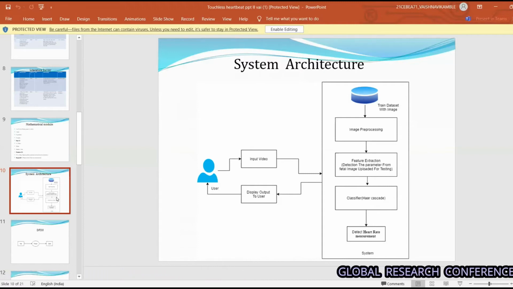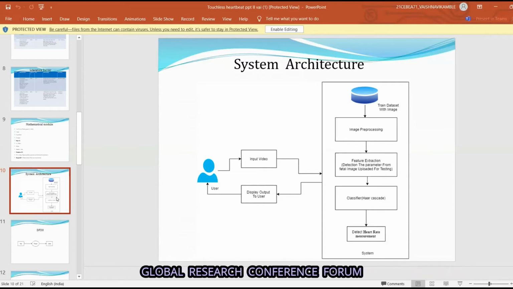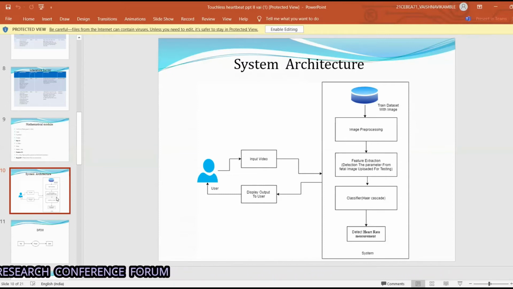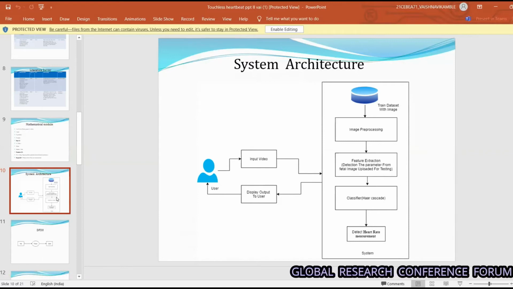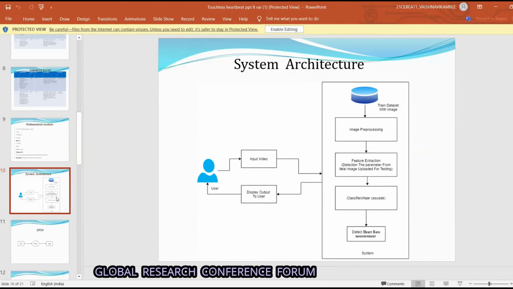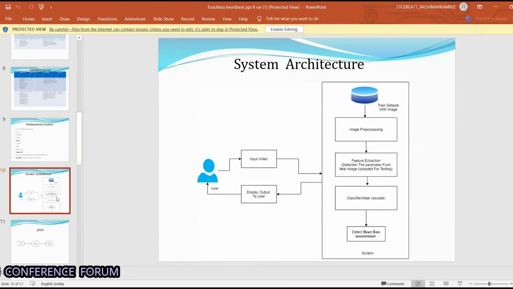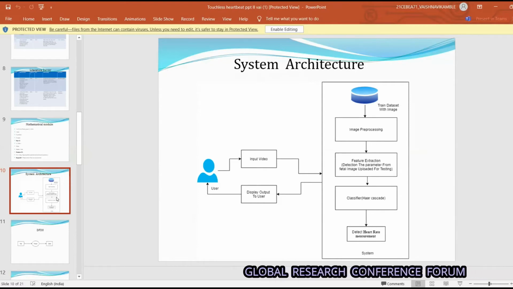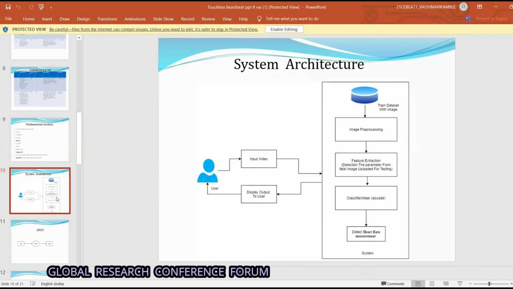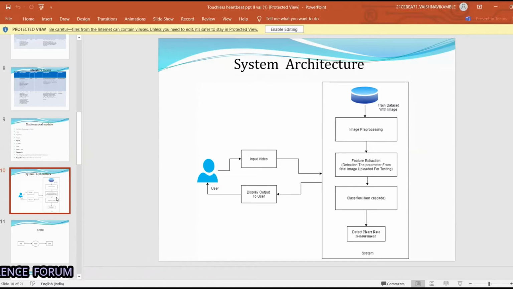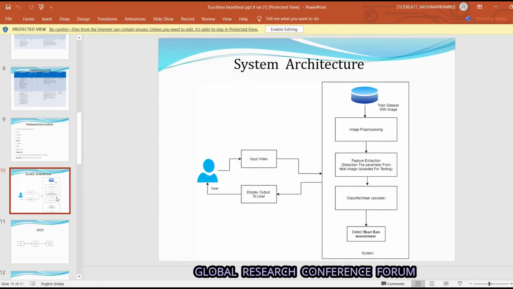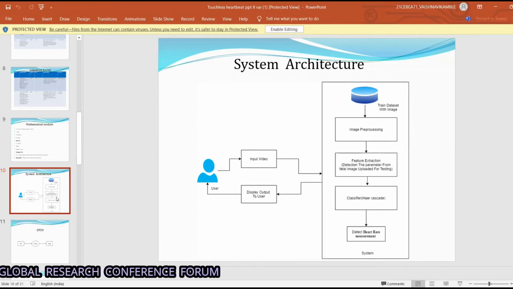The system trains the data set with that image, and thereafter the image processing takes place. In image processing, the blurry or noisy part of the image should be completely cleared, and later the image goes for feature extraction. In feature extraction, there is detection of the parameters from the fetal image uploaded for testing, and the geometry-based features of the heartbeat measurement are extracted.